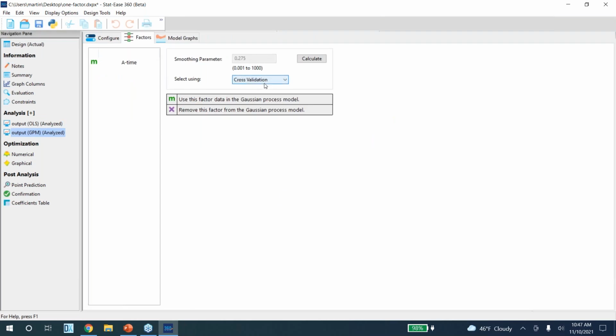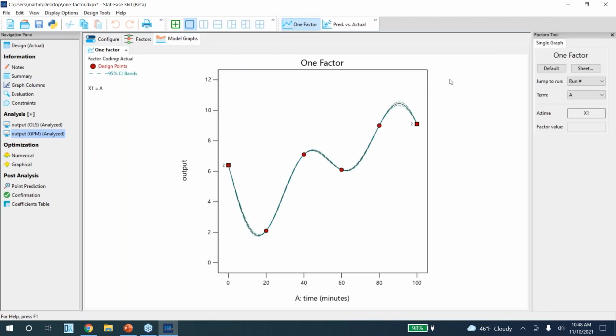It does require a smoothing parameter, but there are two good ways that Design Expert can do it. One is cross-validation, which is basically a predictive measure, and another one is maximum likelihood. You're also more than welcome to try manual input, which means I can type in a larger value here if I want to see what's going on. And I end up getting a model graph that looks like this.